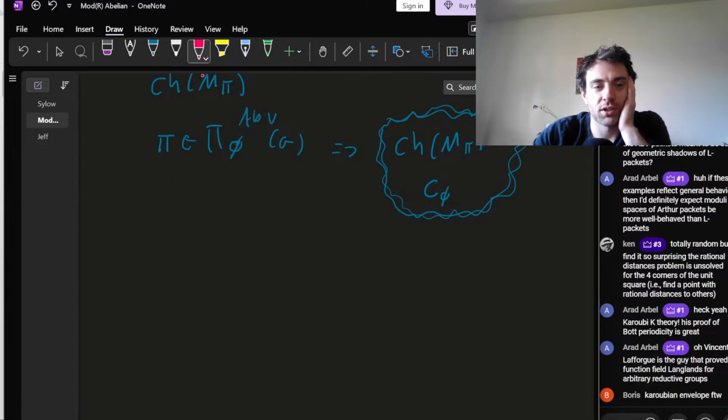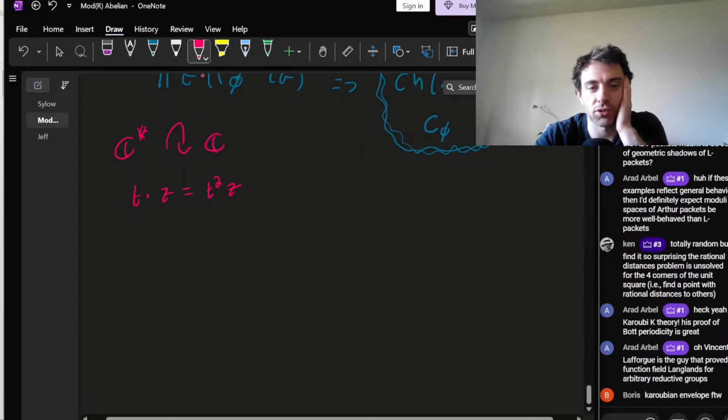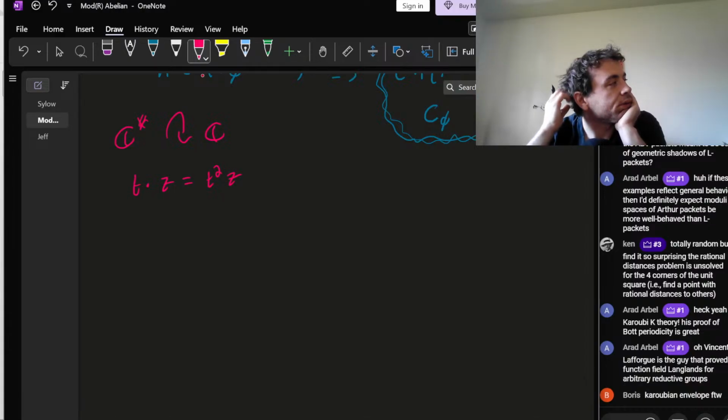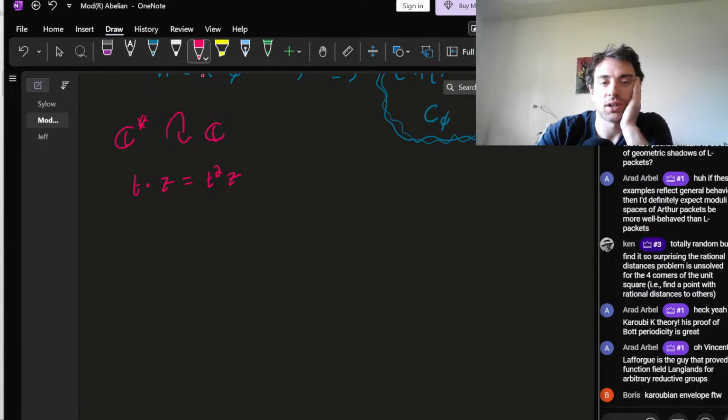So here's something I want to think about. We did in detail go through this example of C star acting on C, where T acts on Z by squaring, and we got those examples of D modules I've talked about a million times up above. But now here's an example I want to work out, and there are different versions of this I want to work out actually. Now I want to consider the following variety.